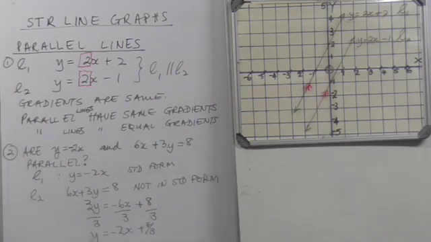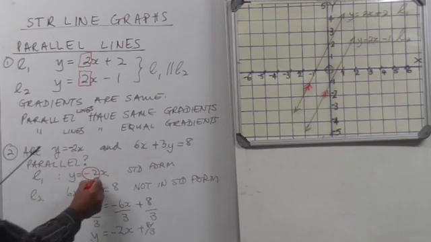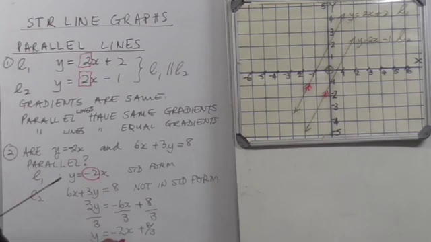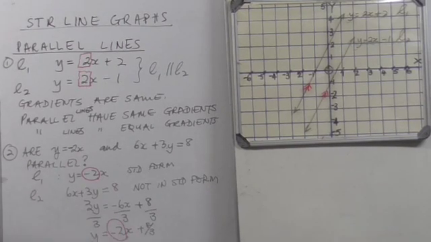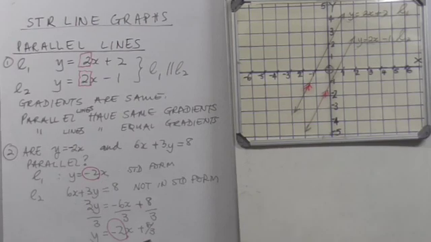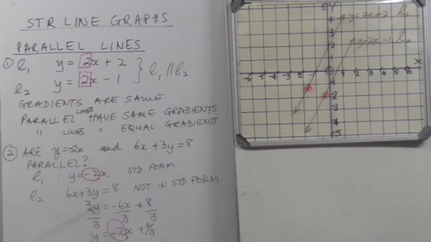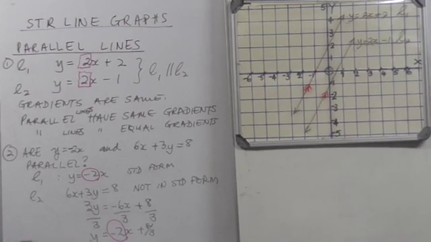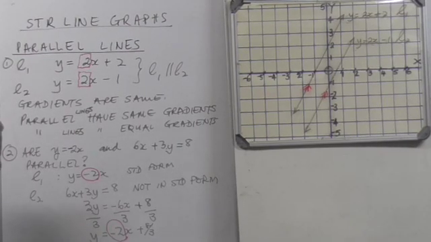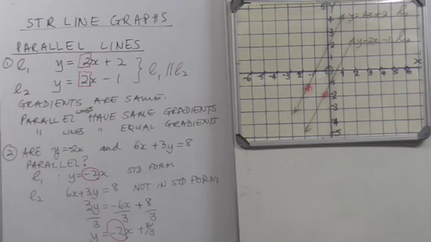We compare now. Line 1, the gradient is negative 2. Line 2, the gradient is negative 2. We're only interested in the gradient. The y-intercept can be different. The y-intercept here is 0, and the y-intercept here is 8 over 3. That doesn't matter at all. It's only the gradient, so the gradients are the same. Therefore we can say line 1 is parallel to line 2.